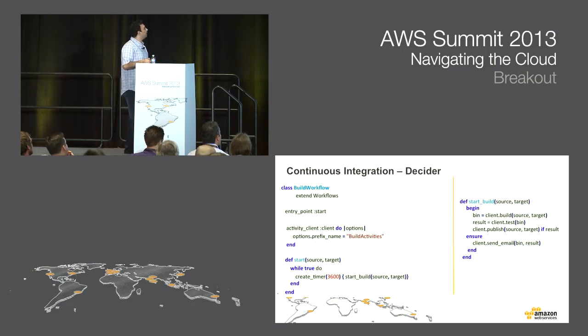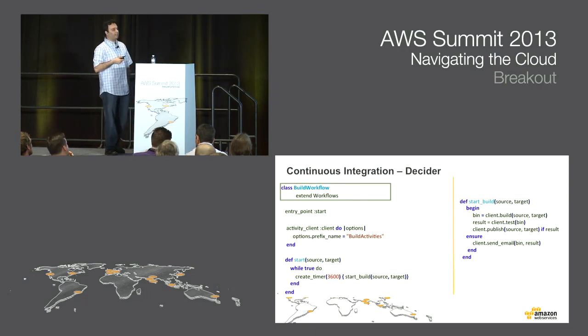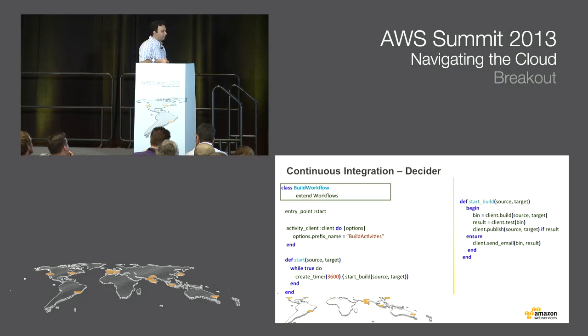OK, so let's look at the decider component. Using Ruby Flow, you implement your decider component as a class. In this case, I'm calling it the build workflow. And you extend this module called workflows. What that does is it brings into scope a number of utility methods that you need to implement the rest of your decider.